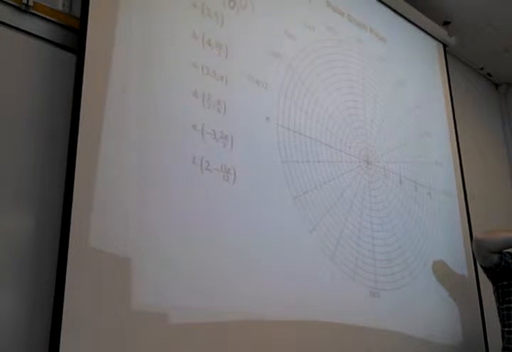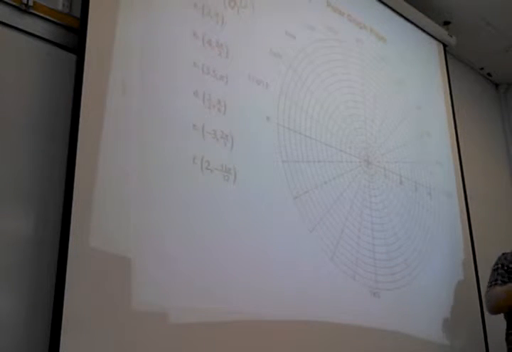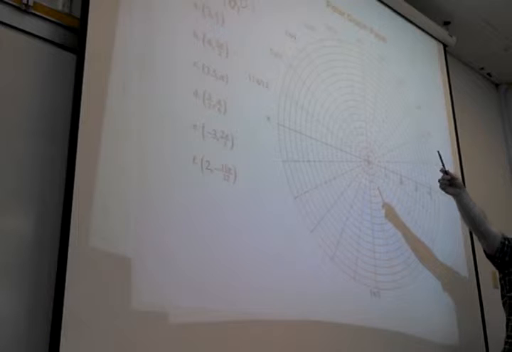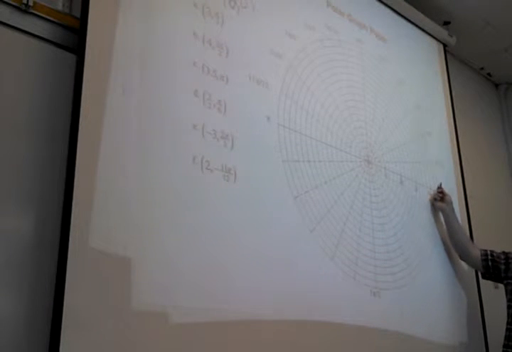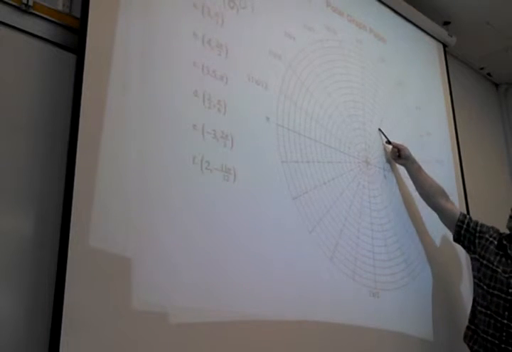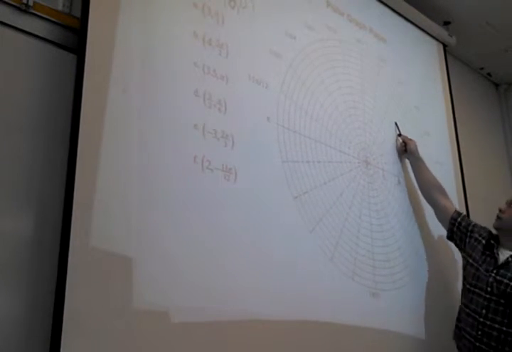How are we doing so far? Okay. And actually it's the same point in rectangular. We're talking about the intersect. What about 3, pi over 3? So which way am I going to face? Pi over 3. So I'm going to face this way. And I'm going to go how far out? 3. So I want to go right there.